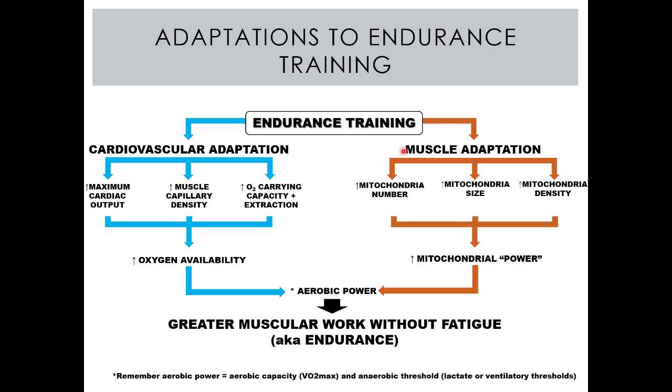Now, on the other side, we have adaptations that occur specifically in the muscle itself. Now remember, aerobic ATP production occurs in the mitochondria, and the mitochondria can undergo adaptations during endurance training to become, in essence, more quote unquote powerful. The primary adaptation that is observed in muscle in response to endurance training is mitochondrial biogenesis, the formation of mitochondria.